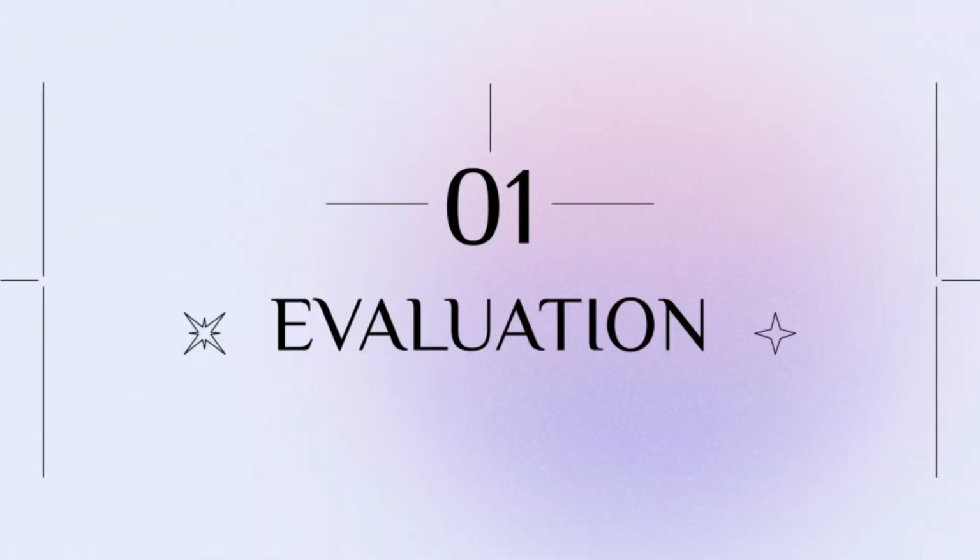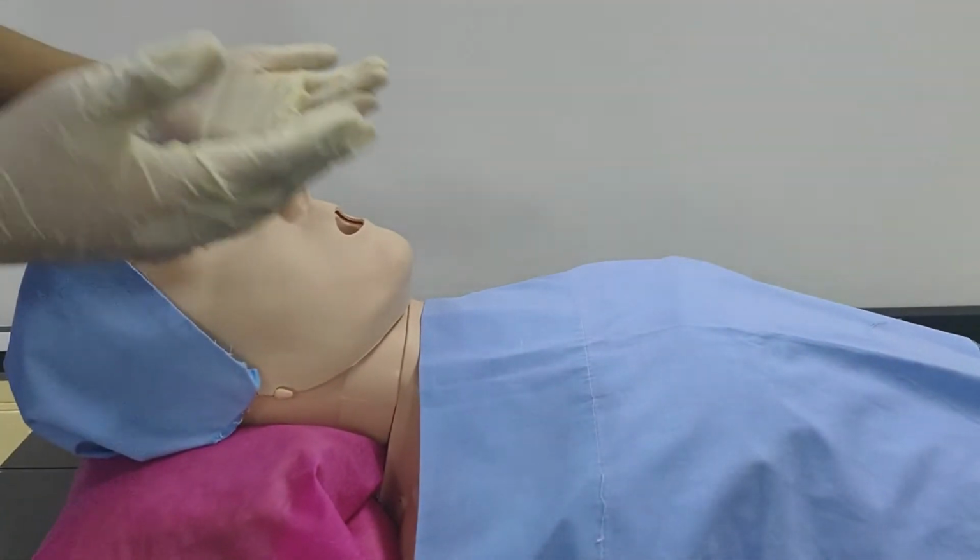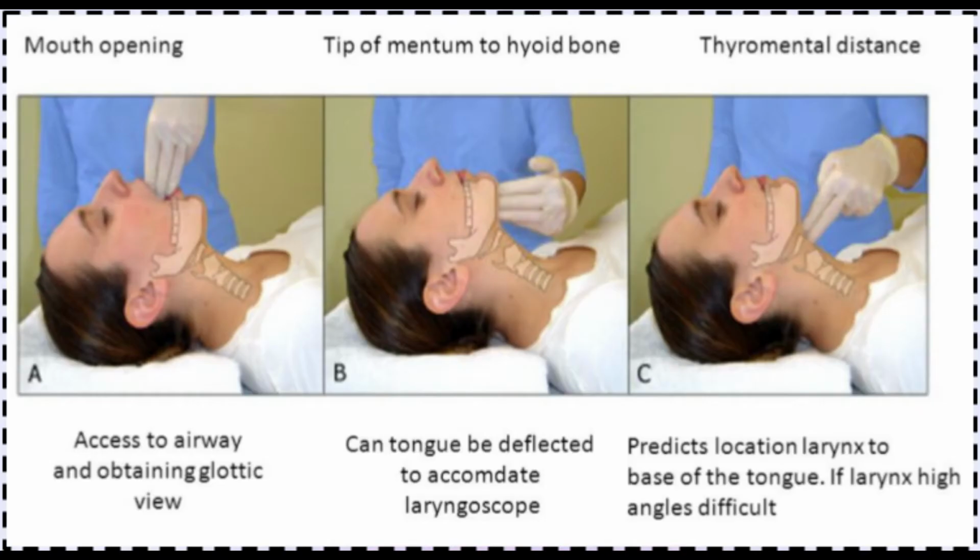Once done, the first step is to evaluate the patient. Assess the patient for a possibility of difficult intubation. We can use the mnemonic LEMON to remember its components. Look externally for any facial or neck deformities. Next, evaluate the 3-3-2 rule. 3 finger breadths should fit the mouth opening, 3 finger breadths from the tip of the mentum to the hyoid bone, and 2 finger breadths from the floor of the mouth to the thyroid cartilage.